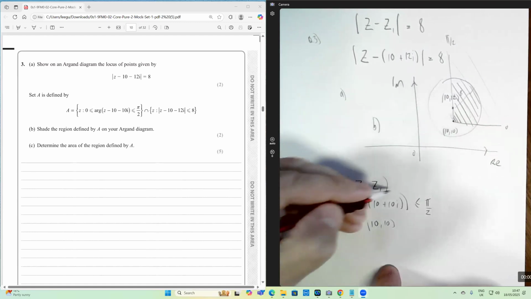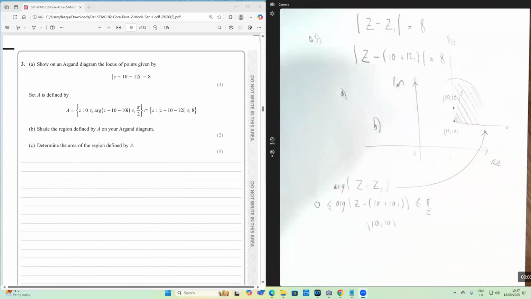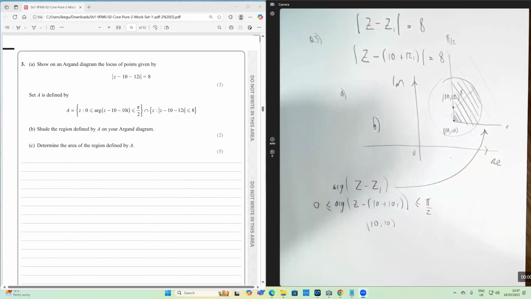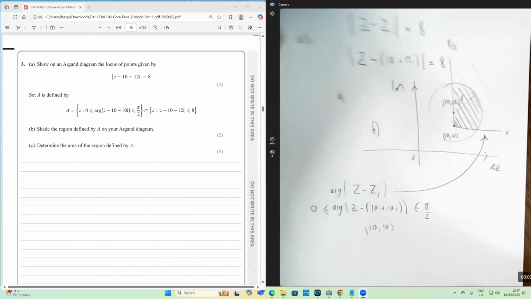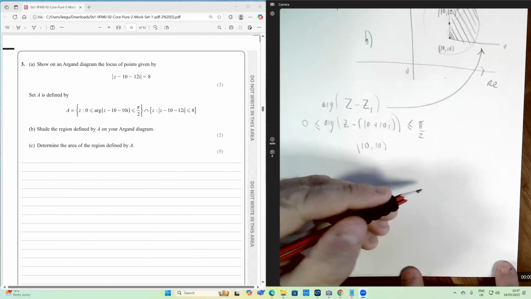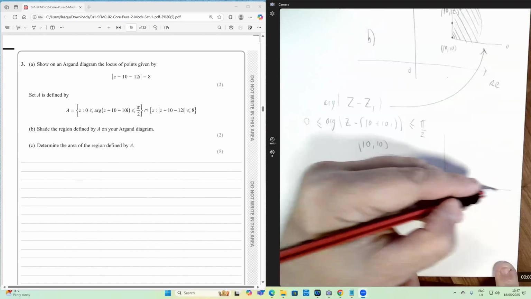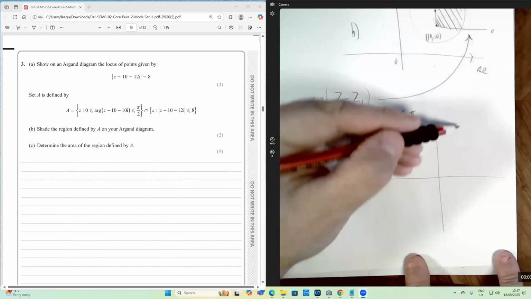That's that represented, and the region that's required has been shaded. So that's part A and part B. Now, part C, 5 marks this bit: determine the area of the region defined by A. I think we'll have a separate sketch here to make this clearer. So let's have a slightly new sketch.